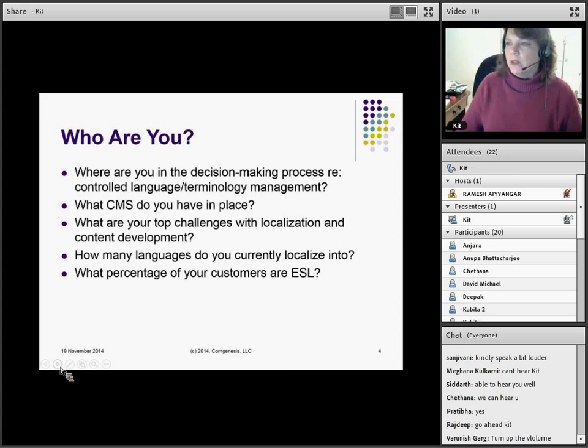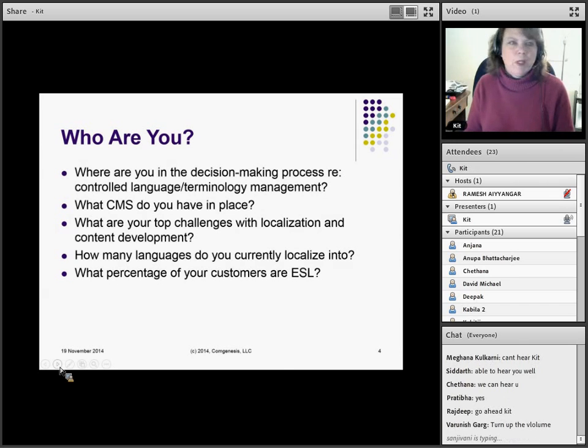So a few minutes ago, I posted in the chat a couple questions to find out where you are in this whole process for controlled language and terminology management. Where are you in the decision-making process? Are you using controlled language now? Are you thinking about it? Do you just want to learn more about it? Where are you in that process? If you want to put that in the chat window, I'll pause in a minute and have Manisha read to me the responses.